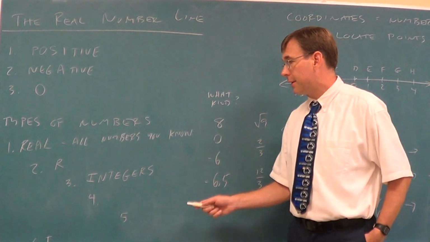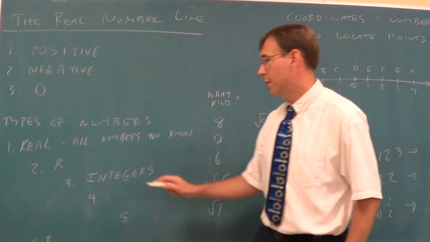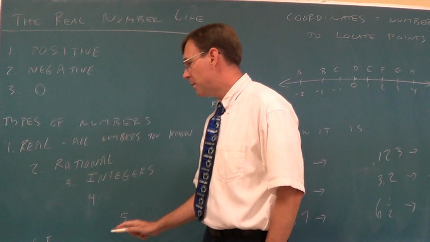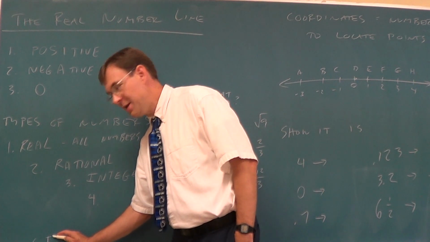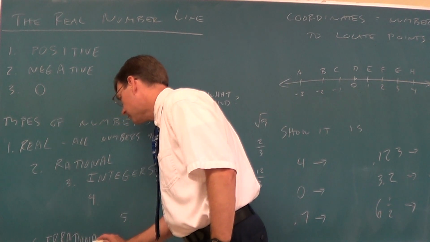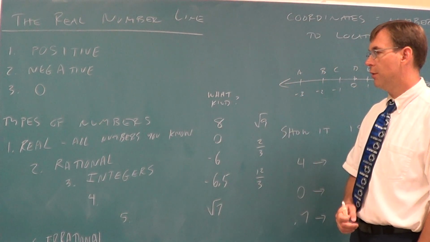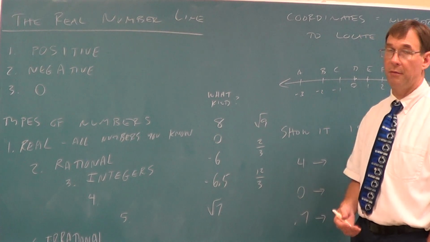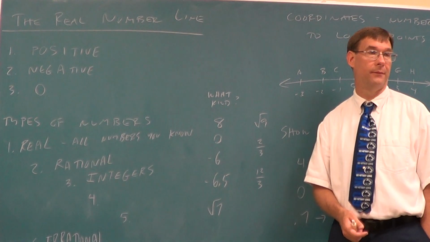Does anybody know another kind of number? Rational. Rational is this one, which makes its counterpart irrational. So every real number is either rational or irrational. Most of the numbers you deal with are rational. Anybody know another group?